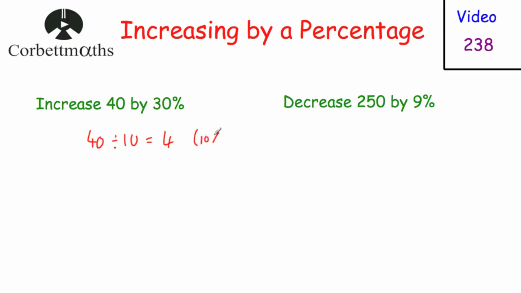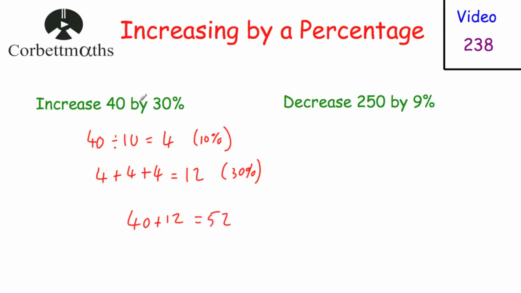That's 10%. Now I want to find 30%. So it's going to be 3 lots of 10%. So that's going to be 4 plus 4 plus 4, or you could do 4 times 3, and that would be equal to 12, and that is equal to 30%. So I know that 30% of 40 is 12. Now we've been asked to increase 40 by 30%, so we're going to increase 40 by 12. So I'm going to do 40 plus 12, and 40 plus 12 is equal to 52.